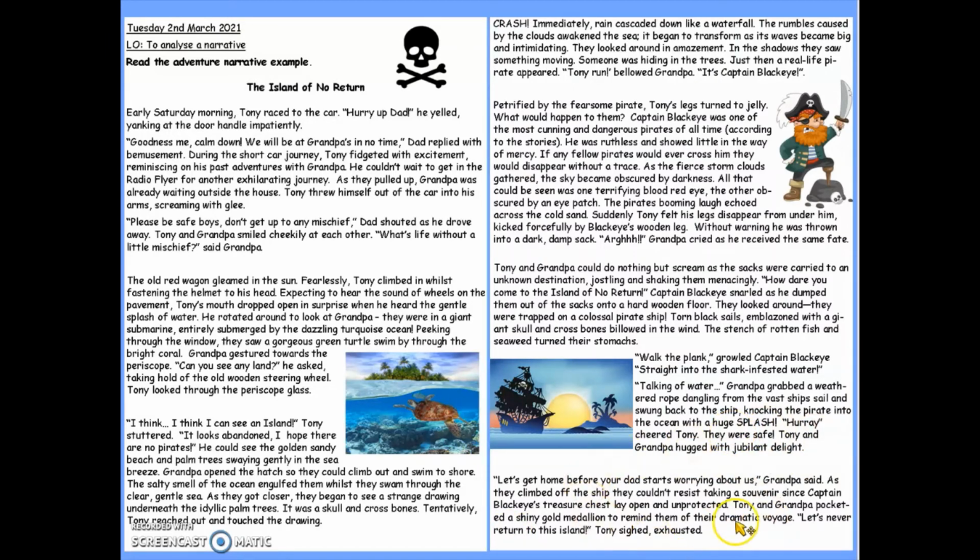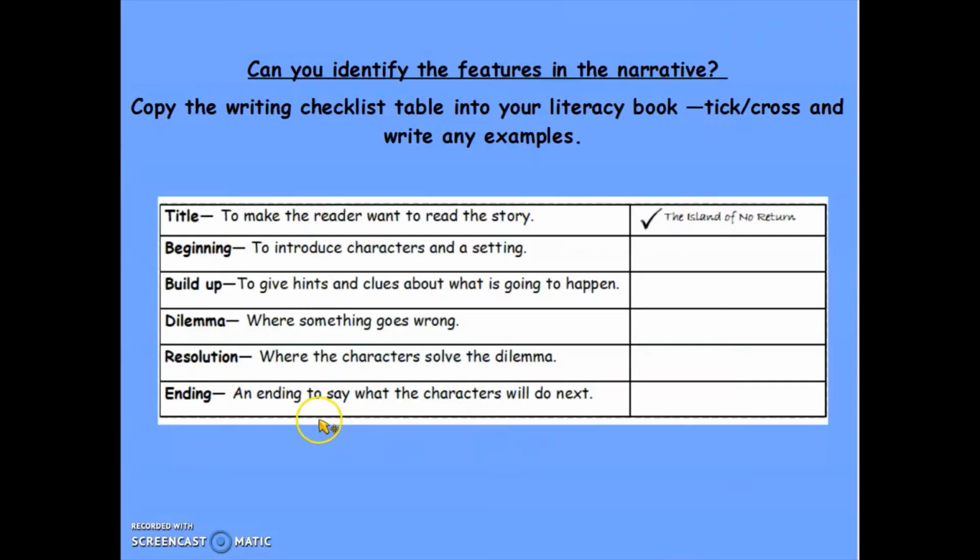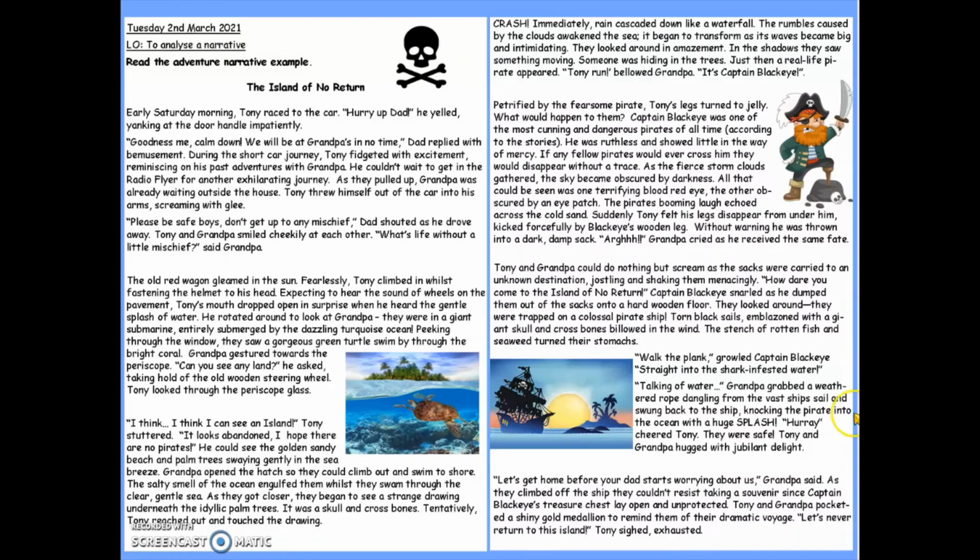The final paragraph is the ending. In the ending, it says what the characters will do next. If we look back, it says, "Let's get you home before your dad starts worrying about us." That's what they're going to do next. And Tony says, "Let's never return to this island."